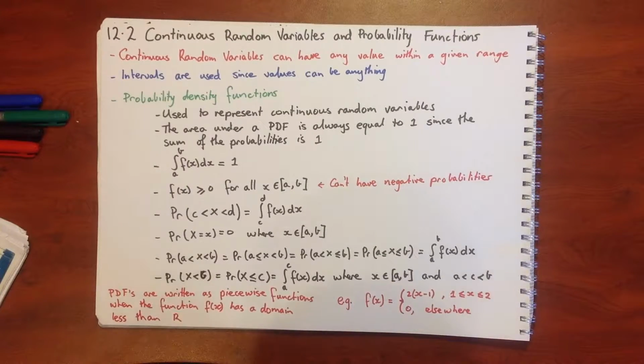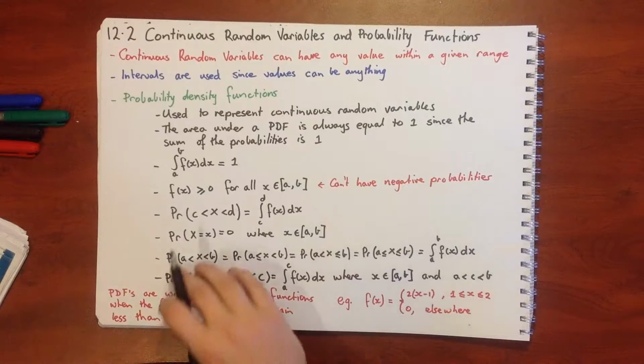Now, our probability density functions are written as piecewise functions when the function has a limited domain. What it looks like is something like this, where we say f of x is our function. So say in this case, just 2 outside of x take 1, where x is between 1 and 2. You just need to put this other little part, which is saying that f of x is equal to 0 everywhere else. That just ensures that all we're talking about is this part up here, and then everywhere else we're not caring about whatsoever.